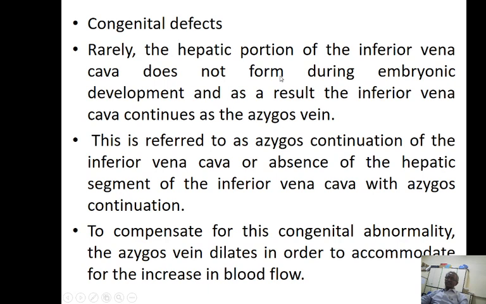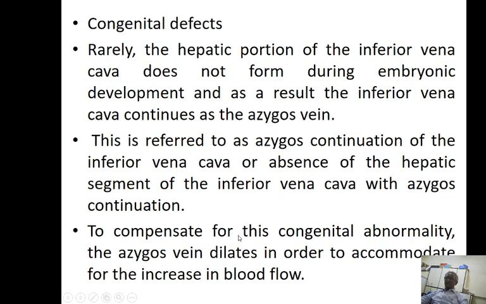Congenital defect. Rarely, the hepatic portion of the inferior vena cava does not form during embryonic development. As a result, the inferior vena cava continues as the azygos vein. That means, if the hepatic portion of the inferior vena cava is not developed, the azygos vein has to drain all the blood from the lower part of the body into the superior vena cava.